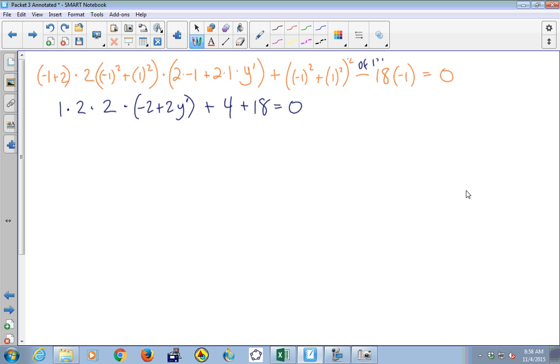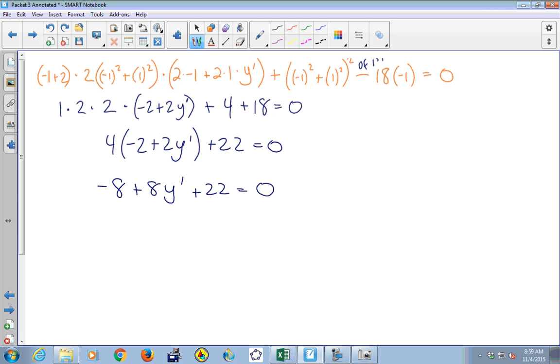All right, so simplify a little bit more. 1 times 2 times 2 is 4. -2 plus 2y prime plus 22 equals 0. Now what? Distribute the 4, yeah, so I get -8 plus 8y prime plus 22 is 0. Combine my like terms here, so I'd have 8y prime plus 22 minus 8, 14.